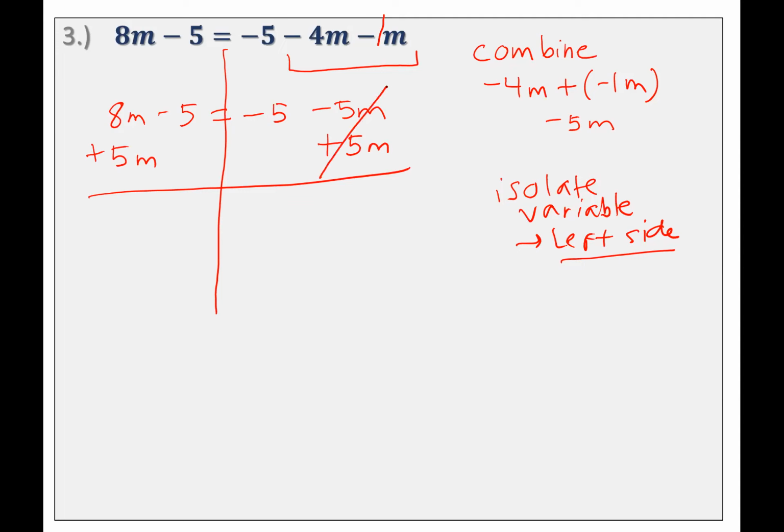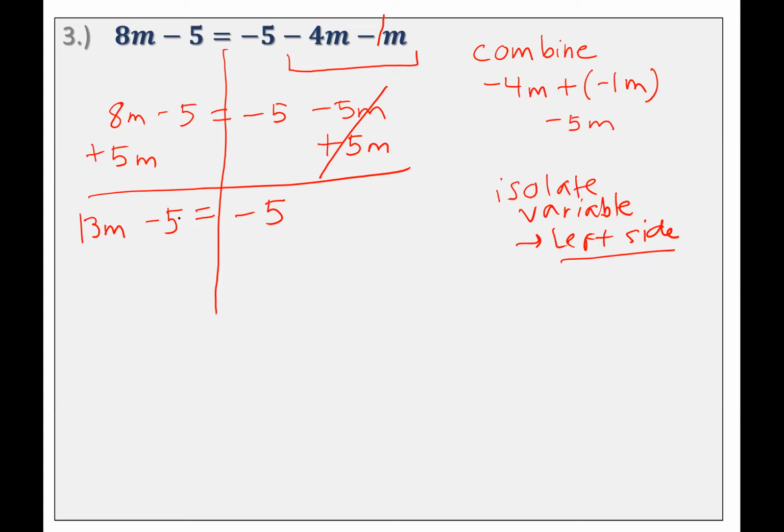Here's what I have on the left side. 8m minus 5 and then plus 5m. The 8m plus 5m is now 13m. So now I have 13m minus 5 equals negative 5. At this point, this equation should look a little more familiar and similar to what we had done in our previous lesson. Now we have just the m on the one side of the equation, on the left side. Now we can finish isolating the variable.